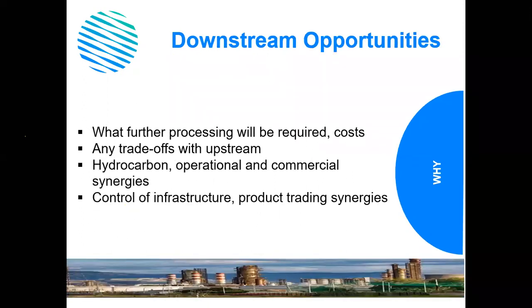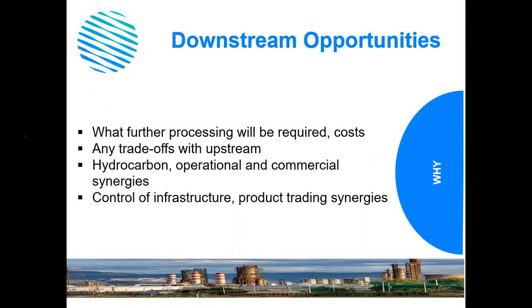Okay, thank you. So the next section we have is on downstream opportunities. And in the first instance here, we're thinking of what processing might be required for the hydrocarbons in the field or close to the field. So for example, there may be impurities or contaminants that need to be removed. So in the case of oil, there might be water or sand or gas present. In the case of gas, there might be heavier hydrocarbons that need to be removed. Getting the hydrocarbons ready for transportation to the marketplace.